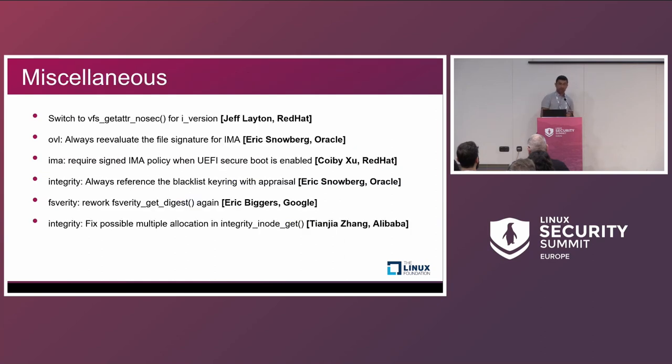There are different patches that have been submitted to the kernel, ranging from VFS, OverlayFS, IMA, the Integrity Subsystem itself, and fs-verity. And finally, I have an announcement: CentOS 9 will have the CA to verify the file signature, so it is possible to enable IMA appraisal. And we expect that also Red Hat 9.3 will support the same.